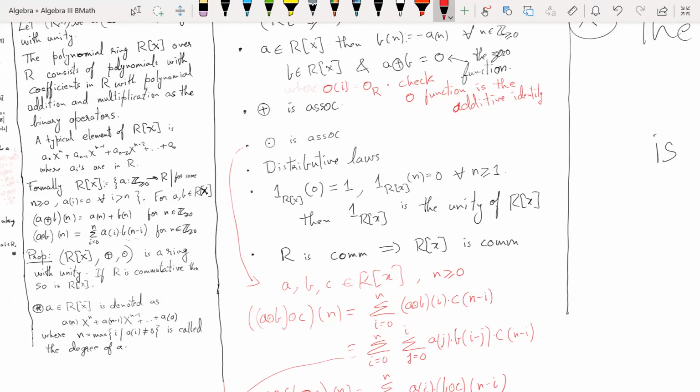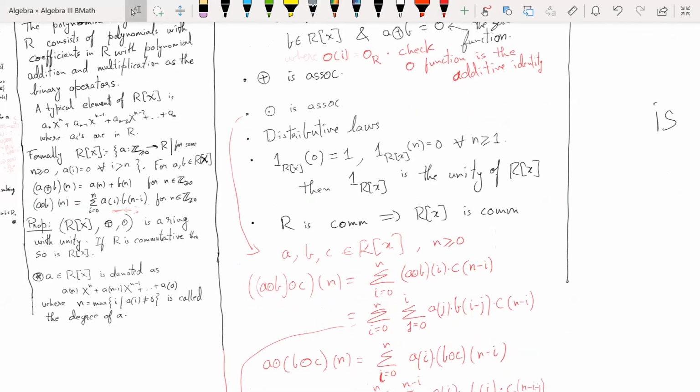Okay, so this is the unit, the multiplicative identity. And when R is commutative, then of course the multiplication, whether you compute a_i dot b_(n minus i) or b_(n minus i) dot a_i, doesn't make any difference. So that's why Rx is going to be commutative. These are some easy observations just by looking at this formula. So when R is a commutative ring, then Rx is a commutative ring.